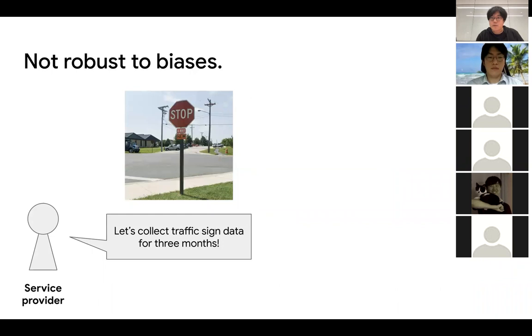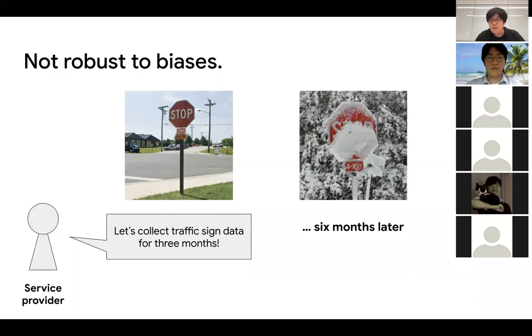So imagine you are a service provider for some self-driving car service. You are going to collect some traffic sign data for 3 months, which would be very expensive in terms of the labor cost or data collection cost, right? So 3 months is not a short time. But 6 months later, your company goes bankrupt because your model failed to generalize to the winter traffic signs, right? So it's very critical to generalize your model to the different kinds of biases in real-world deployment.